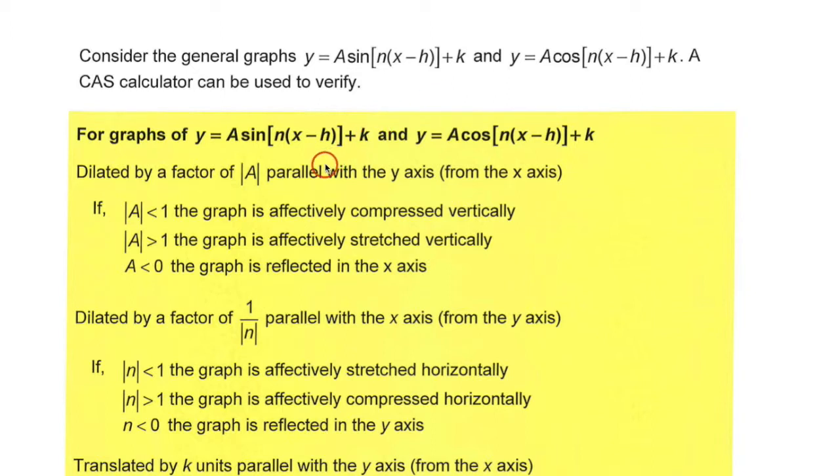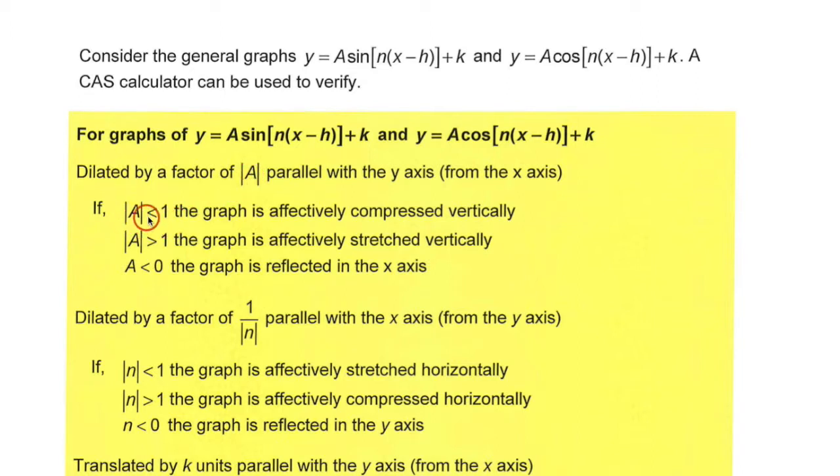Well, let's look at capital A to begin with. We say that we have a dilation by a factor of the magnitude of A parallel with the y-axis. That is, it's from the x-axis. So in other words, we take the y values of the standard graph and we multiply them by the size of A. Remembering that the magnitude of A just means that we're looking at the size of that number. We're ignoring whether it's positive or negative.